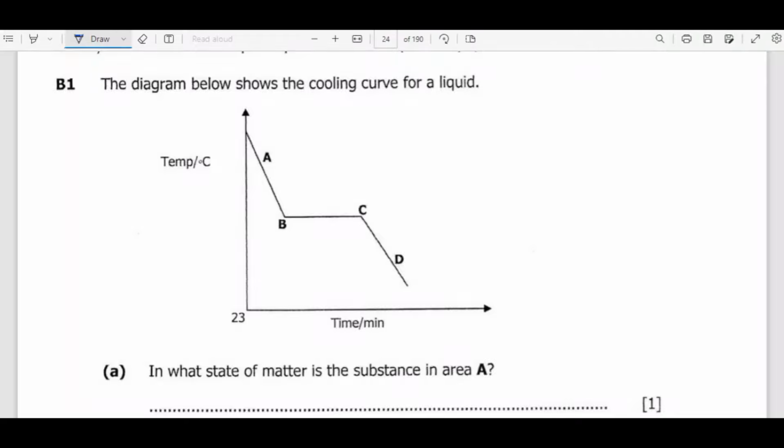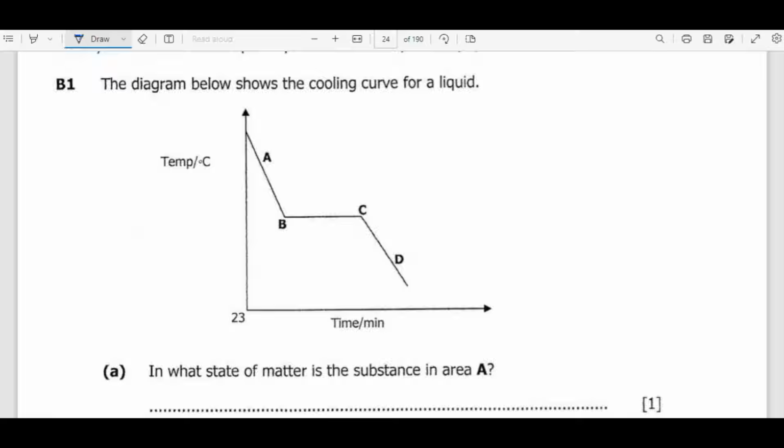In this video, we are going to look at the Science Paper 2 for the year 2017. And we are just going to focus on Section B, and we are going to consider this one as Part 2 for this paper. And we'll have question 1 from Section B. The diagram below shows the cooling curve for a liquid.